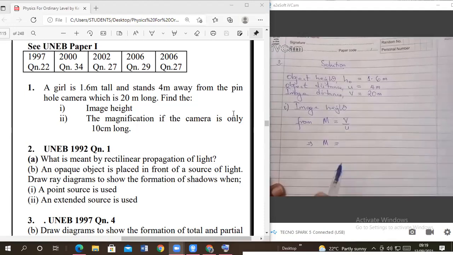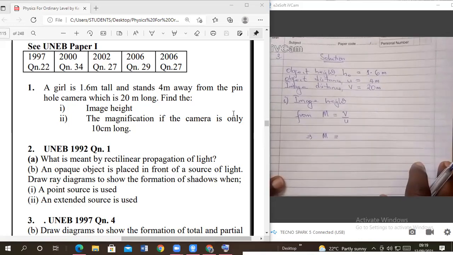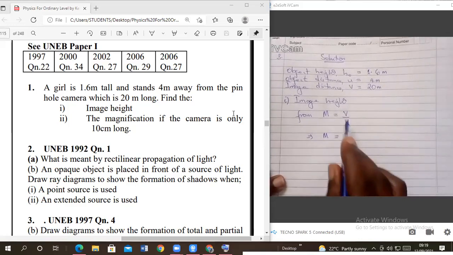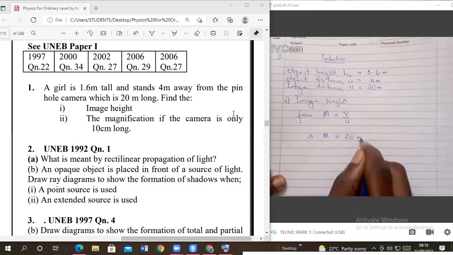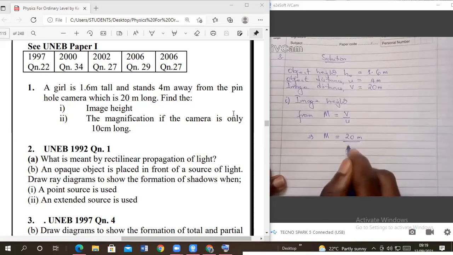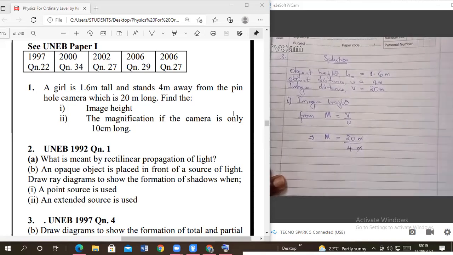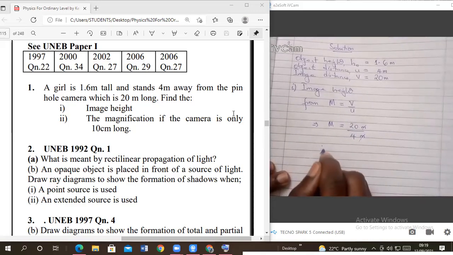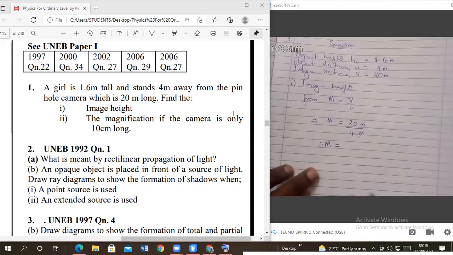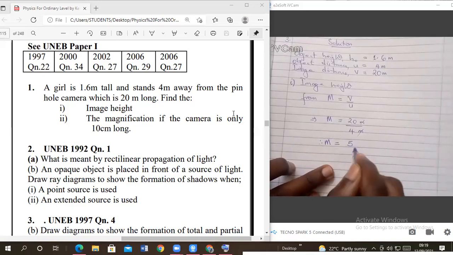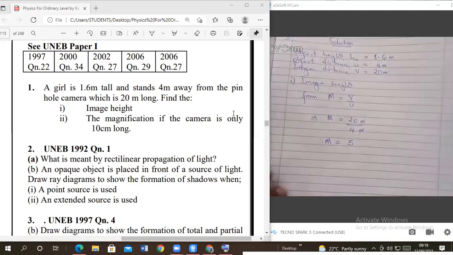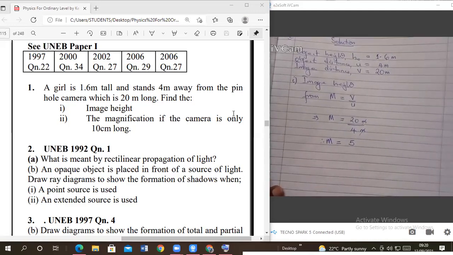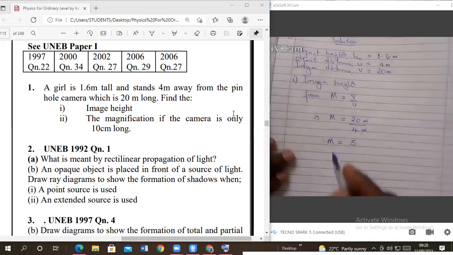M is standing for magnification, okay? Magnification is the ratio of image distance to object distance. That's why we say it is V over U. So members, what is our V? Our V is 20 meters, divided by our U, which is 4. So this and this will cancel out. Therefore, our M is equals to 5. It has no unit.